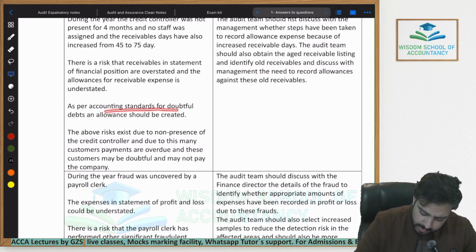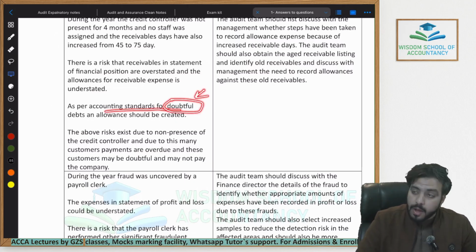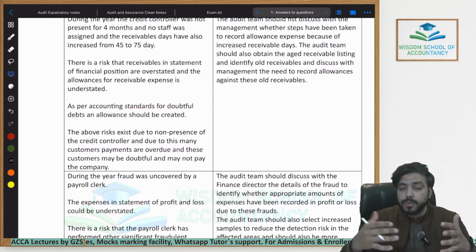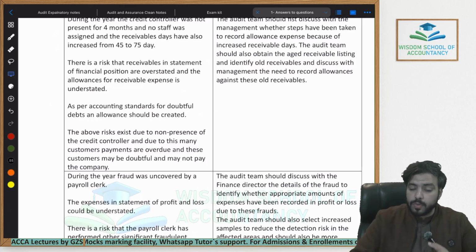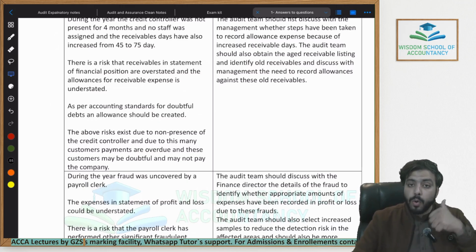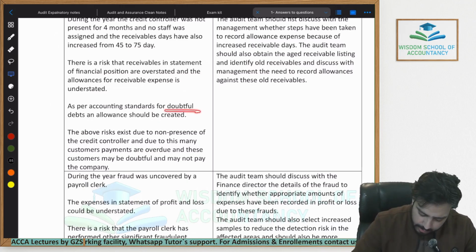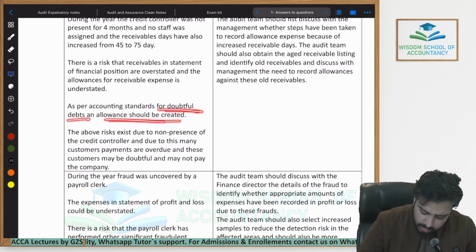As per the accounting standard, for doubtful debts. Doubtful means customers who you think are doubtful, they may not pay you. Who are the doubtful customers? The older customers who still have old balances remaining. Doubtful debts and allowance for receivables. For doubtful debts, an allowance should be created.